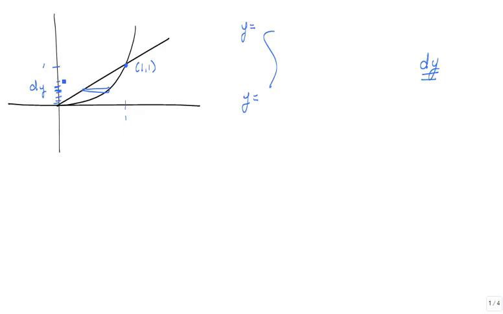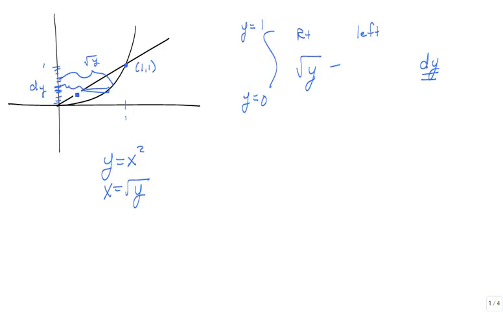So I'm cutting up the y-axis this time from 0 to 1. And my right function is, if y is equal to x squared, then x is equal to the square root of y. So my right function minus my left function, again, this is the square root of y. This is y, because x is equal to y. So it's right minus left. And y equals x, so x equals y. And you integrate that as you're going from 0 to 1. Again, I'm just going to set this up.